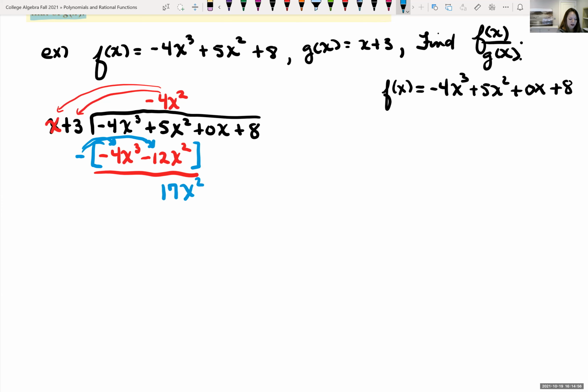And then we're going to bring down our next term. So plus 0x. So we're going to do the process again, but this time we're looking for numbers that multiply to give us the 17x squared. So x times what is 17x squared? Well, that's 17x. So 17x times x, that's 17x squared. And 17x times 3, that's 51x.